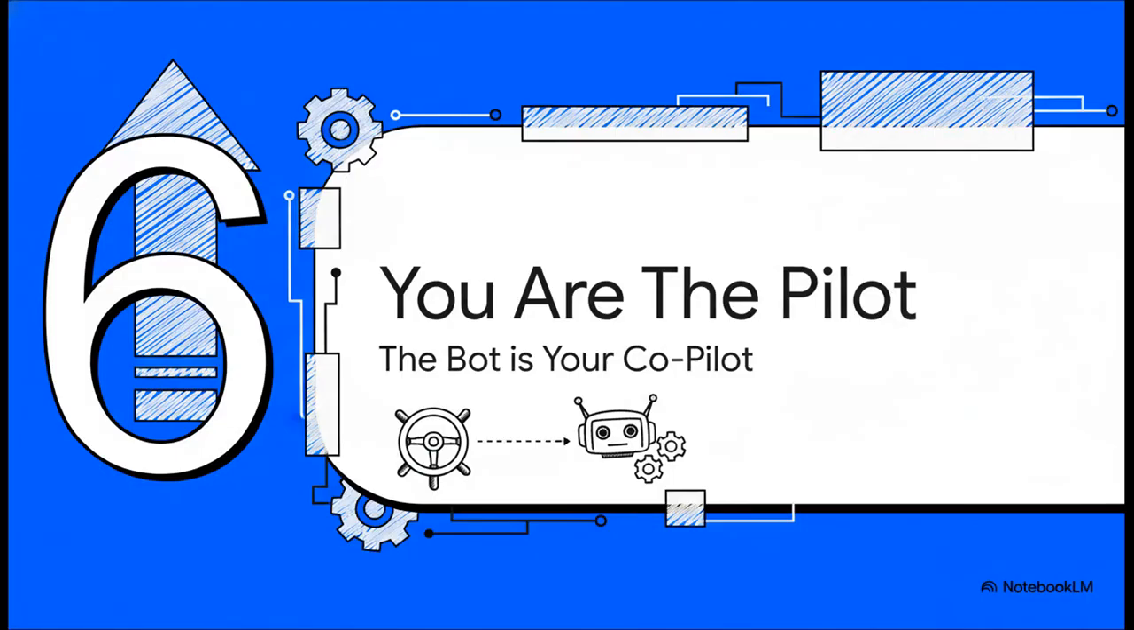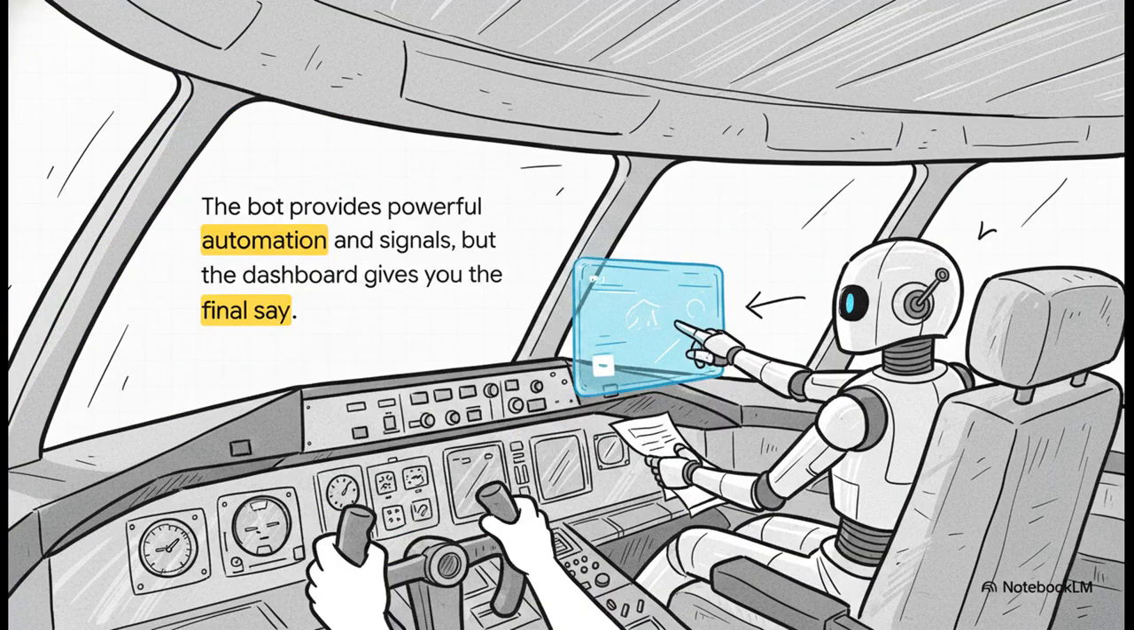So all of this really brings us to the most important concept you have to grasp when you're using a powerful tool like this. And that's the relationship between you and the bot. Look, the bot is an incredibly powerful co-pilot. There's no doubt about it. It can analyze markets, it can give you signals, and it can execute with machine-like precision. But you are always the pilot.